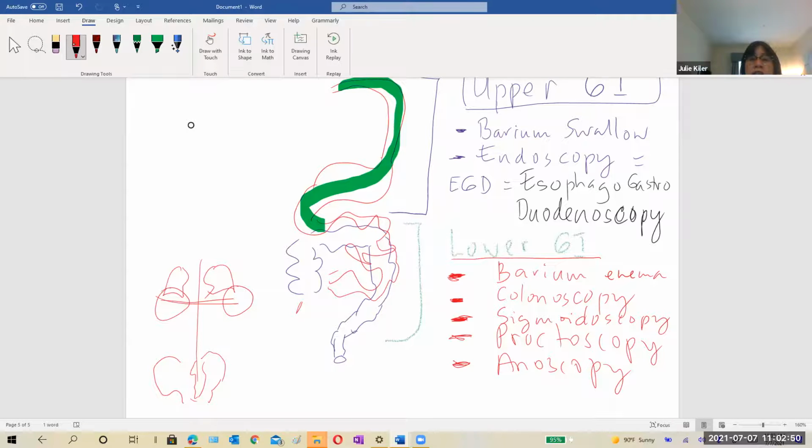All right, so that's just an introduction, a snapshot, the big picture about the digestive system. Let me stop sharing. Am I stopping share? All right. Any questions?